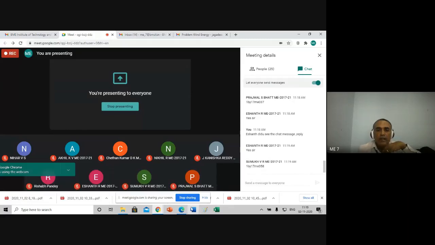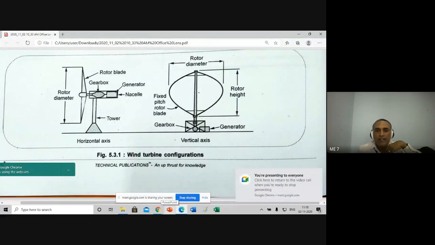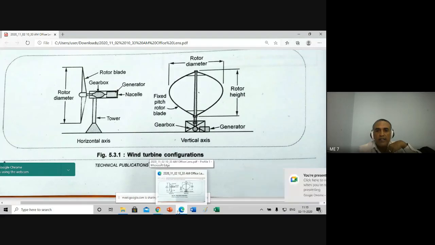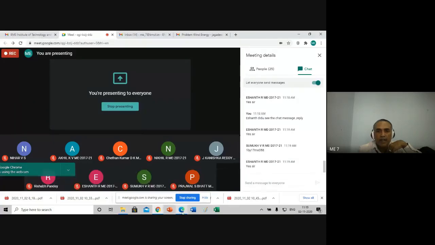Okay, Ishan. Now I'm going to open the diagram. Just confirm for me, the wind turbine configuration, has it appeared? Okay, right, thank you.